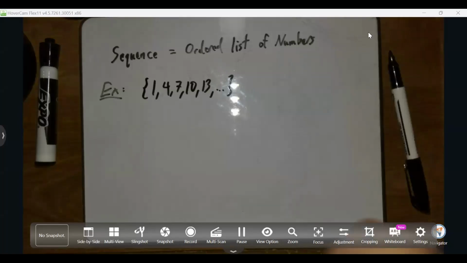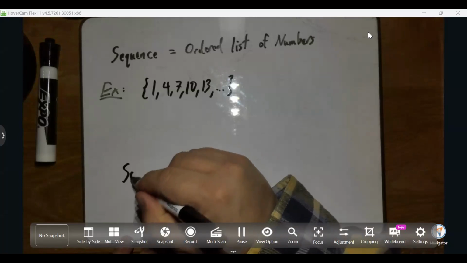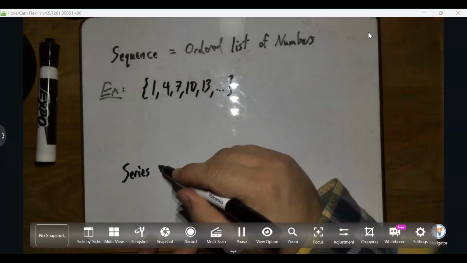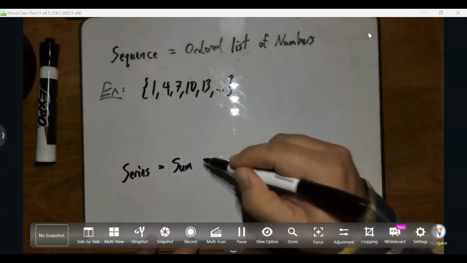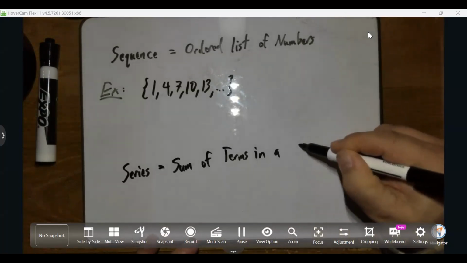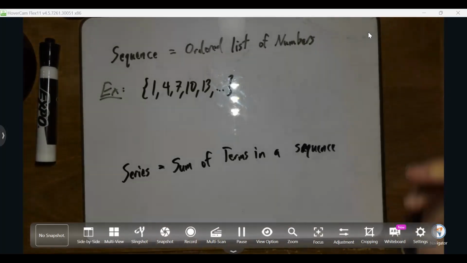Okay, the next topic is on sequences and series. A sequence is just an ordered list of numbers. A series, and this is informal, we'll define them better later, would be a sum of the terms in a sequence. That's basically what the two things are, right?